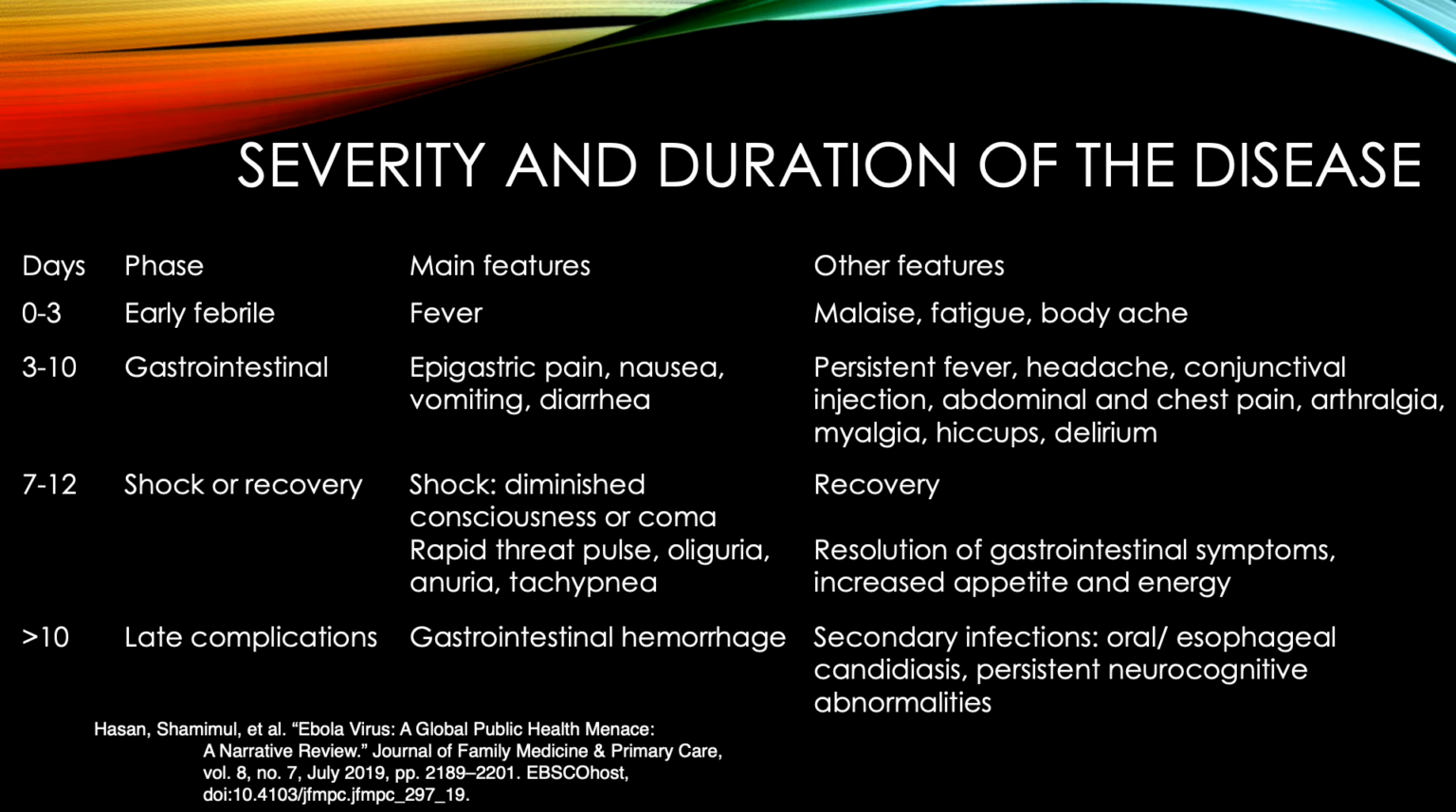During this phase is when things can take a turn for either better or worse. If a person goes into shock, they will have diminished consciousness or be in a coma. They may also experience a rapid thready pulse, oliguria, anuria, and tachypnea. If a person takes a turn for the best, they will experience the resolution of gastrointestinal symptoms, increased appetite, and increased energy. The turn for the worst will lead us to our final phase called late complications.